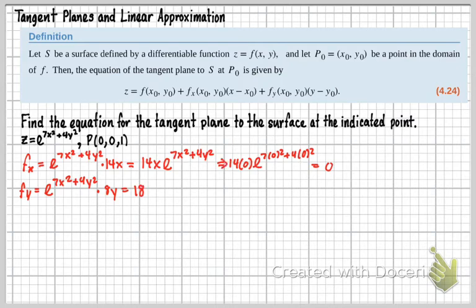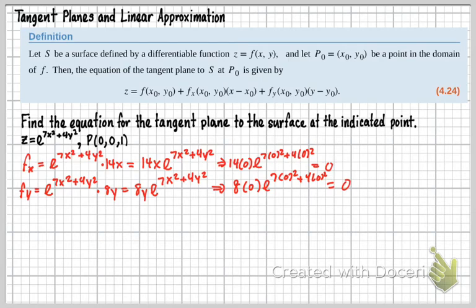So this is going to be 8y. Oh, and I wouldn't say equals here, I would say implies. So this would be 8y times e to the 7x squared plus 4y squared, and that would imply that I'm going to get 8 times 0 times e to the 7 times 0 squared plus 4 times 0 squared, which equals 0. So my fx and fy are both 0.